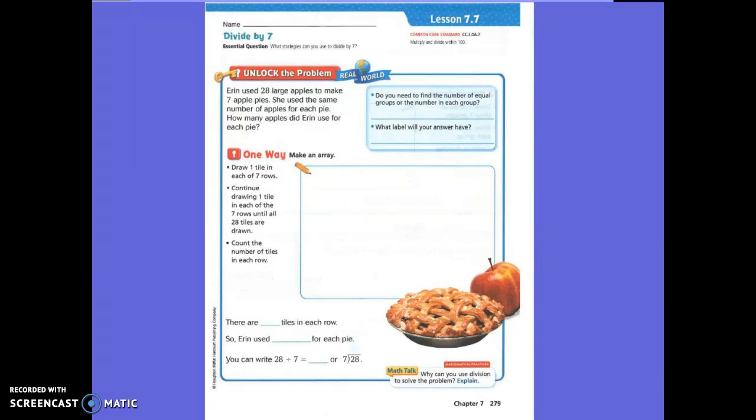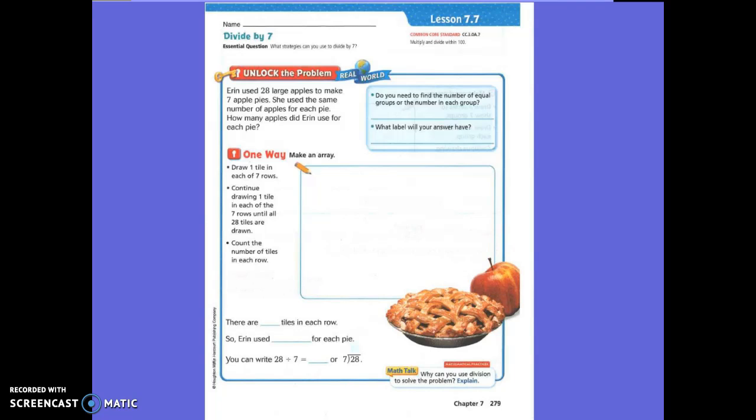Erin used 28 apples to make 7 apple pies. She used the same number of apples for each pie. How many apples did Erin use for each pie? Okay, boys and girls, the blue box asks you, do you need to find the number of equal groups or the number in each group?